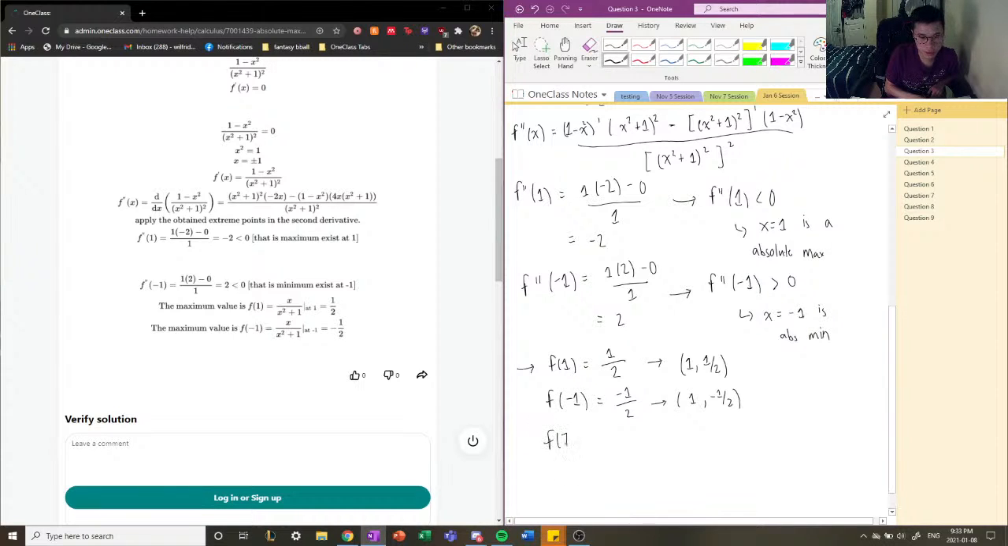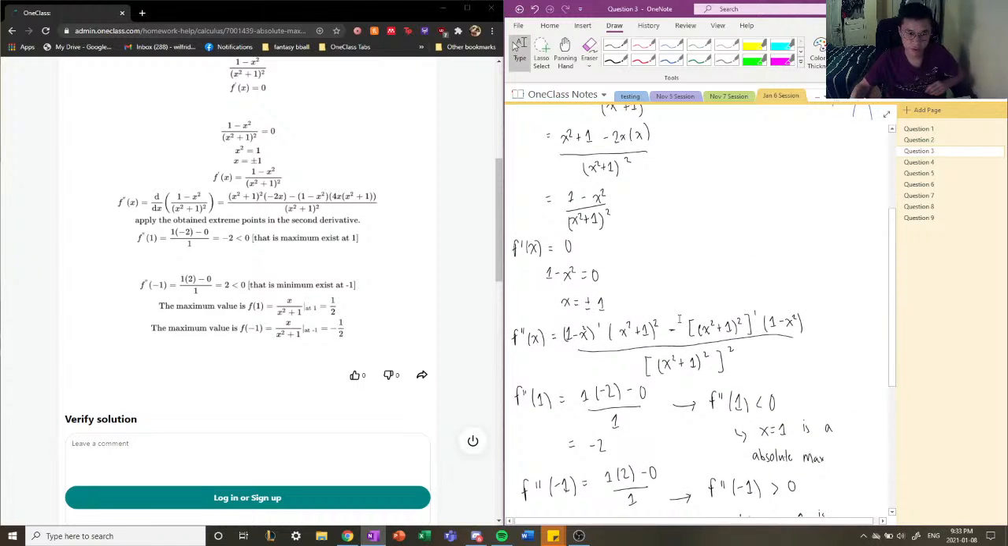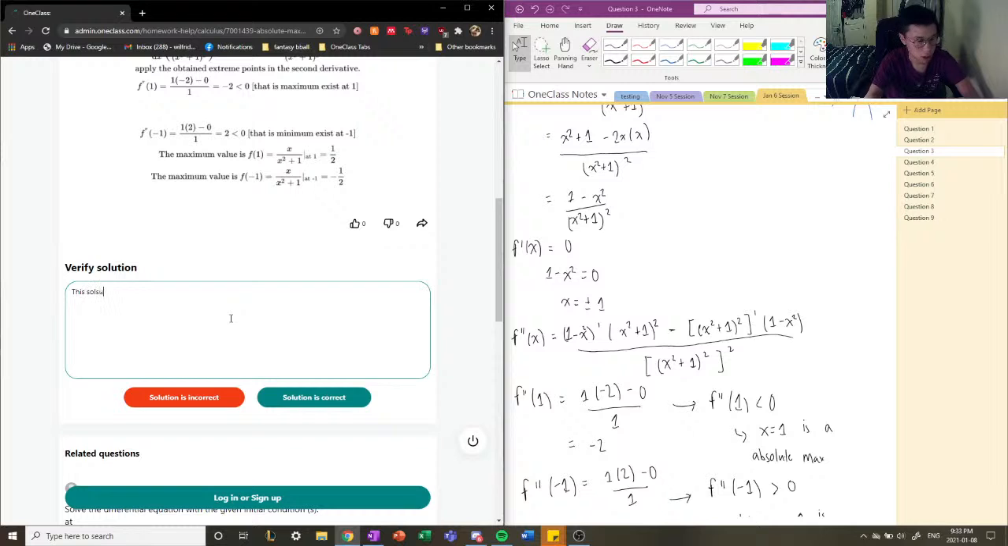So if we have f of 7, we have 7 divided by 50, and that is smaller than our absolute max. And f of negative 7, then we have negative 7 over 50, which is actually greater than our absolute minimum. So this is our absolute max and this is our absolute minimum using the second derivative test. Okay, so this solution is correct. Nice job.